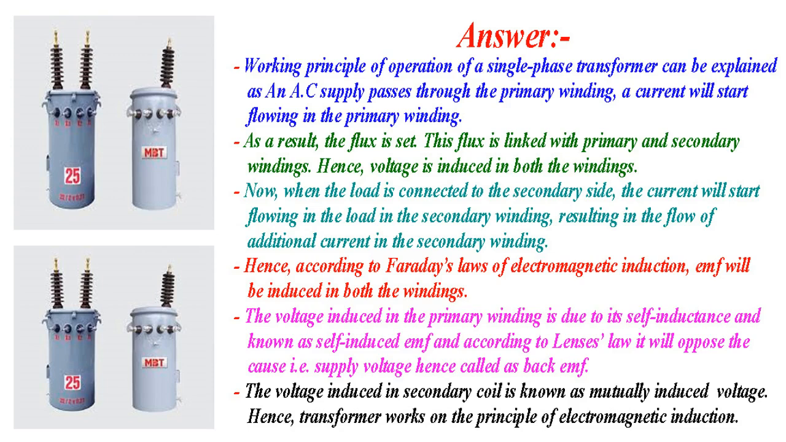Now, when the load is connected to the secondary side, the current will start flowing in the load and in the secondary winding, resulting in the flow of additional current in the secondary winding. Hence, according to Faraday's law of electromagnetic induction, an EMF will be induced in both the windings. The voltage induced in the primary winding is due to its self-inductance and is known as self-induced EMF, and according to Lenz's law, it opposes the cause, that means supply voltage, hence called a back EMF. The voltage induced in the secondary is known as mutually induced voltage. Hence, the transformer works on the principle of electromagnetic induction.